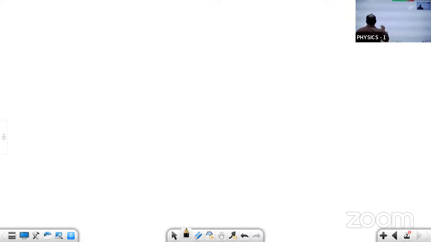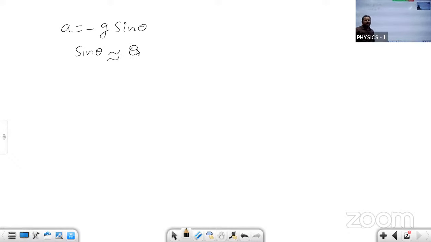Now here, a equals minus g into sin theta. Sin theta is approximately theta. What is the meaning of this? Mathematically, this is one condition we are applying. Sin theta, cos theta, tan theta: for any angle you take, if the angle is small, then the given value is approximately equal to theta. This is one mathematical condition.